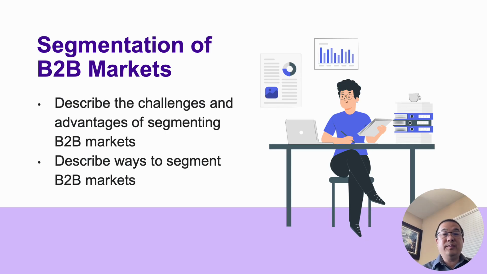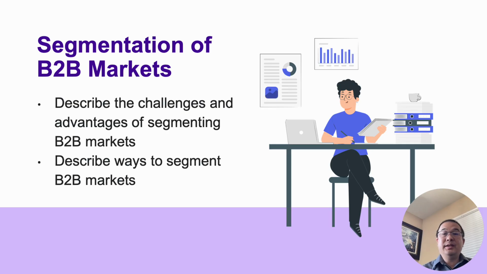Number 2, complex buying decisions. Many people may influence a purchase. Examples include the purchasing manager, finance department, IT department, and the CEO. This is called the buying center.